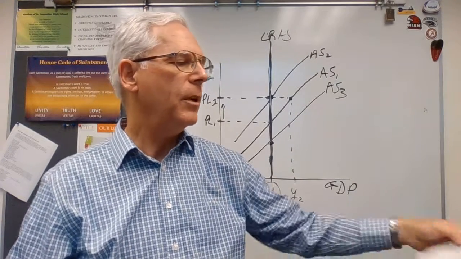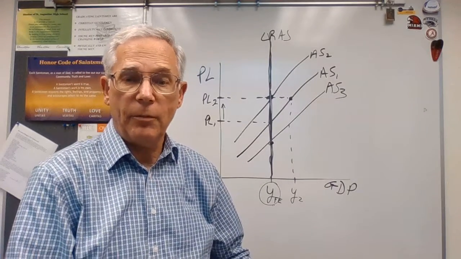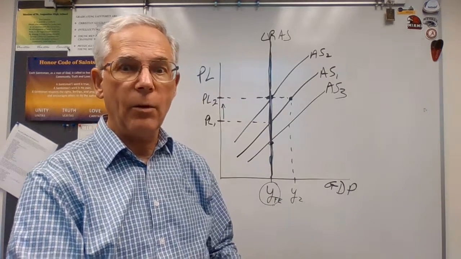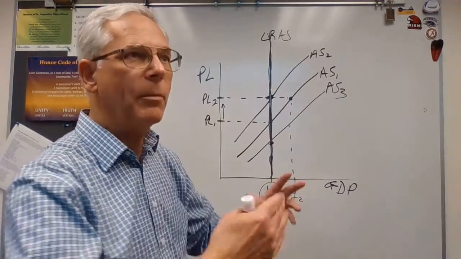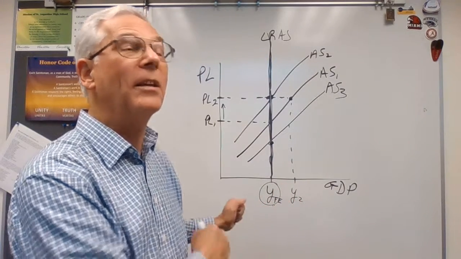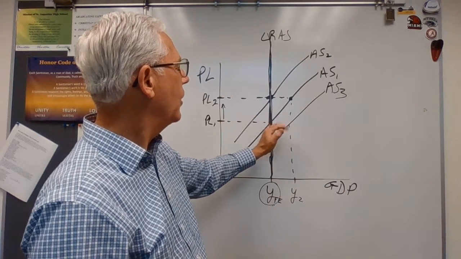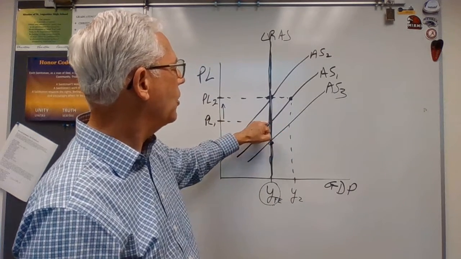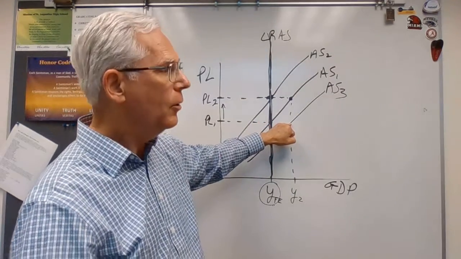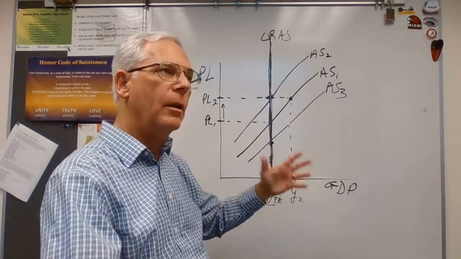Productivity. Productivity means that workers are able to make more in the same amount of time, or they're able to take less time to make the same amount. So what that means is at the old price level, workers can now make more output. We're not paying them any more, but they can make more output. So if productivity increases, aggregate supply shifts to the right.